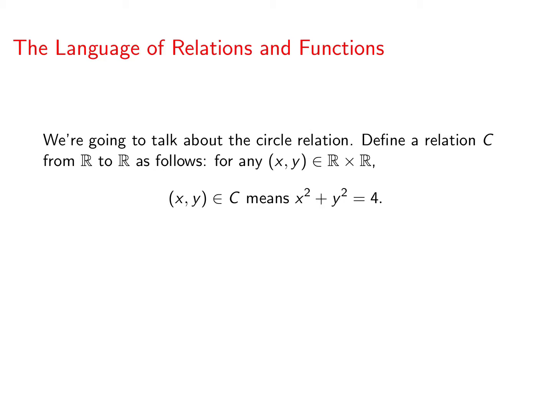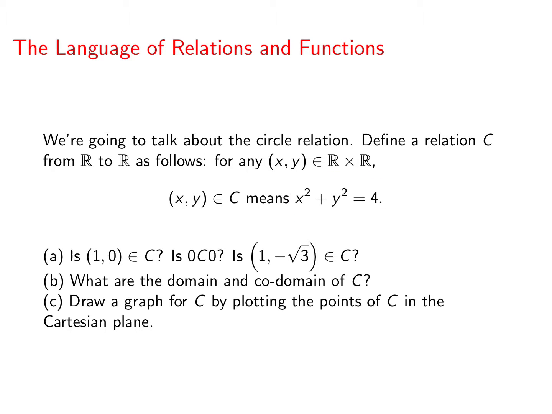And the way we're going to define it is for any x comma y that's in R cross R, then the ordered pair x comma y is an element of C means that x squared plus y squared equals 4. Now you should have a sense of why we're calling this a circle relation. You know that if you graph it in the Cartesian plane, you get a circle, radius 2, centered at the origin.